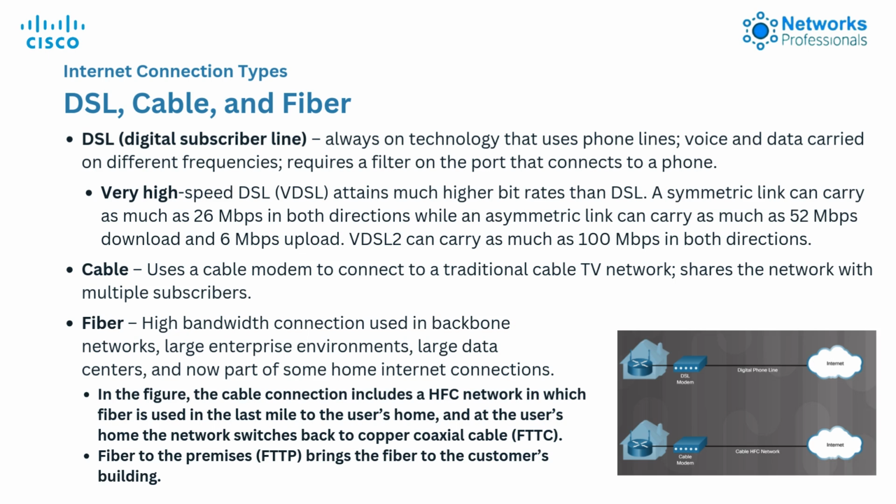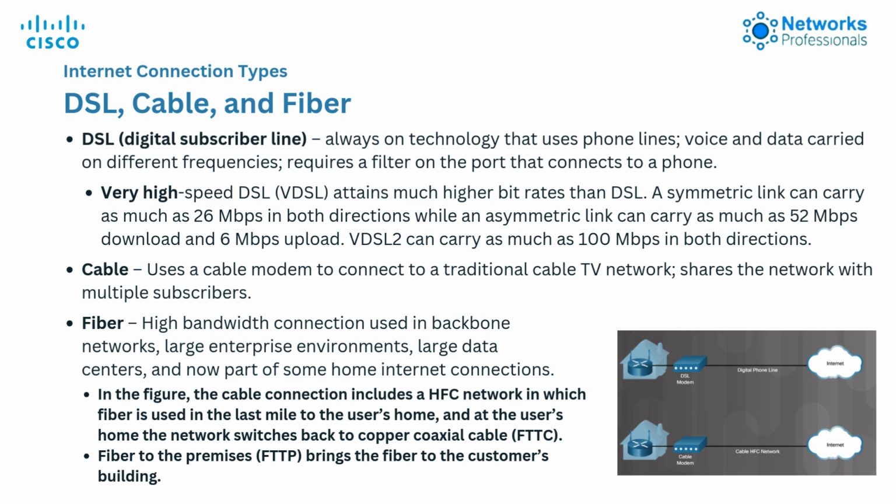Cable Internet. Cable Internet uses a cable modem connected to the same coaxial cable network used for cable TV. It provides higher speeds than DSL and is widely available. However, the bandwidth is shared among multiple users in the area, which can lead to slower speeds during peak usage times. Fiber optic internet. Fiber provides the highest bandwidth and fastest speeds among all internet technologies.